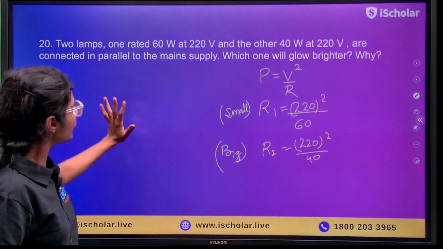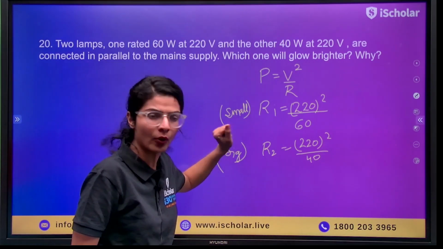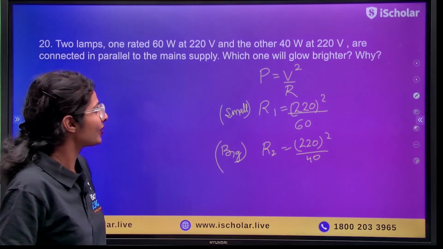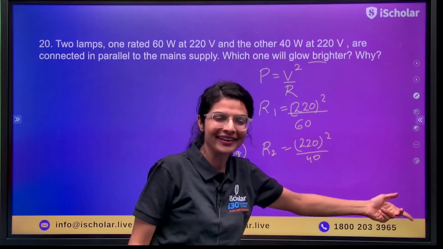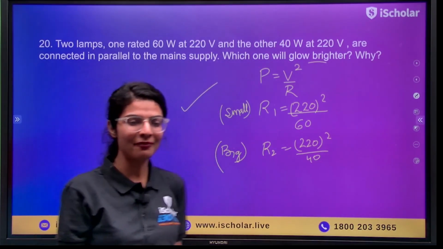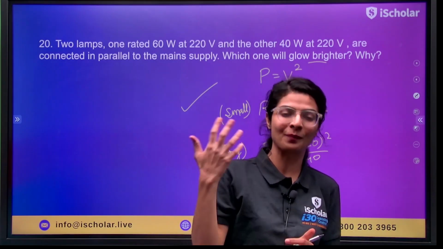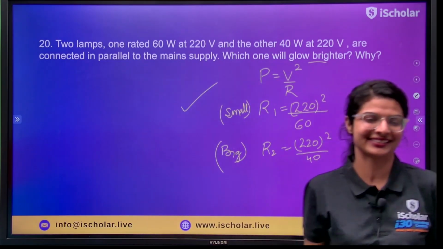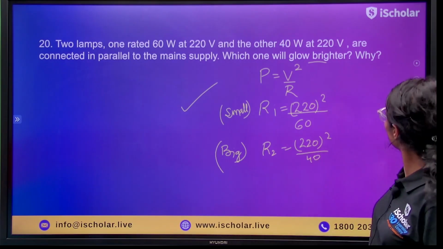Now, we have two bulbs. One is having a small resistance, another one is having the higher resistance. Now, tell me which one will glow brighter? Obviously, the one which has the low resistance. The bulb which has the low resistance will glow brighter as compared to the other one which has more resistance. I hope this is clear to you.